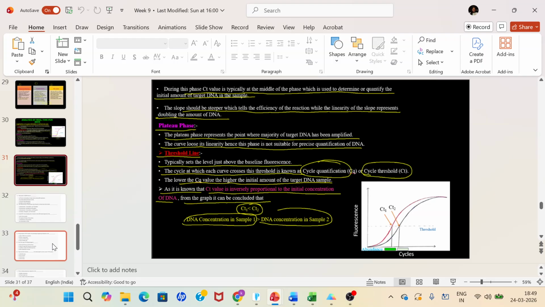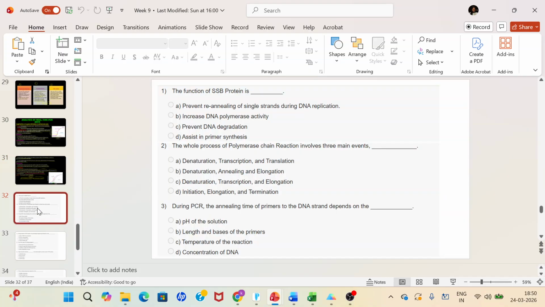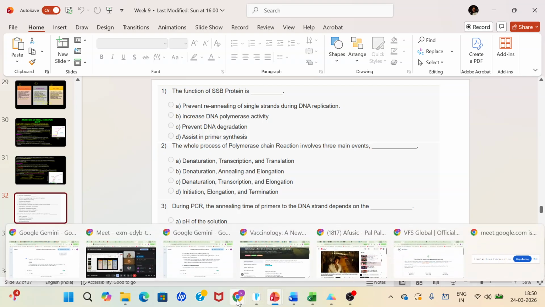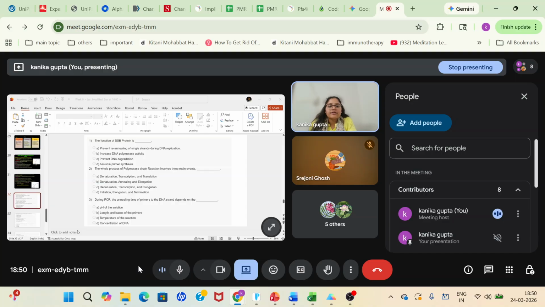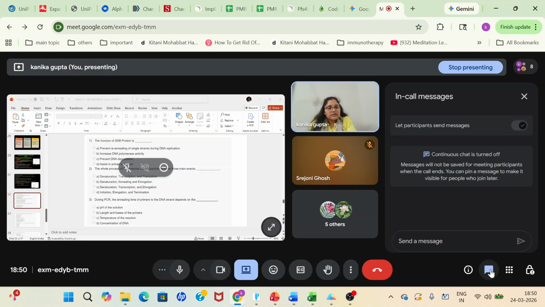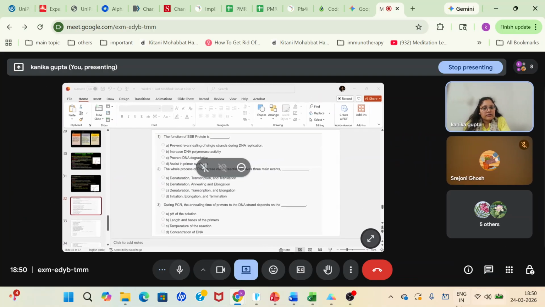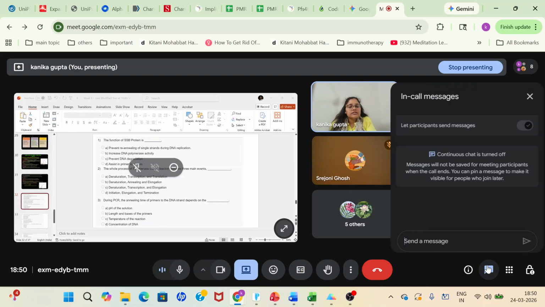Now we'll discuss the assignment questions. You can ask your doubts if you have any, otherwise we'll move towards the assignment questions. And the practice will go the way it has been going. You will write your answers in the chat box. No one will speak out loud their answers, so that everyone can participate. Okay? This is how it will happen. So should I start with the assignment?